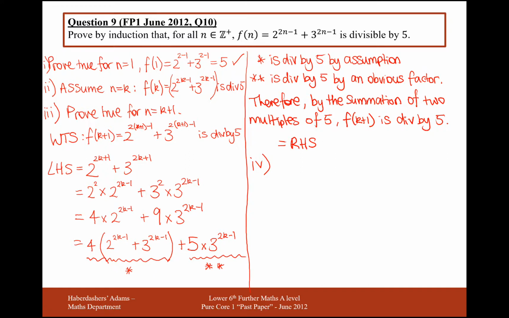My conclusion I'm not going to write down, you can have a look for that in the answers, but it's going to read something along the lines of, given that we have proven for n equals 1, we've assumed true for n equals k, and we've also proven true for n equals k plus 1. Therefore, by mathematical induction, for all values n that are positive integers, it's really important that you recall the fact that n is a positive integer. For all n a positive integer, f of n is divisible by 5. There we are.